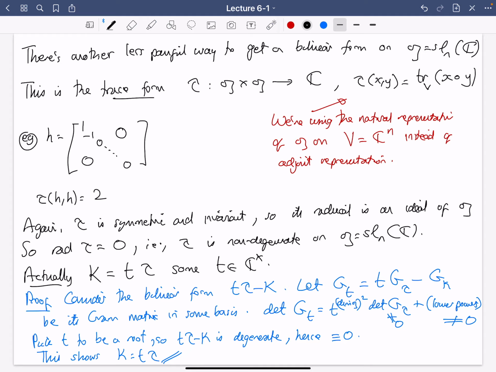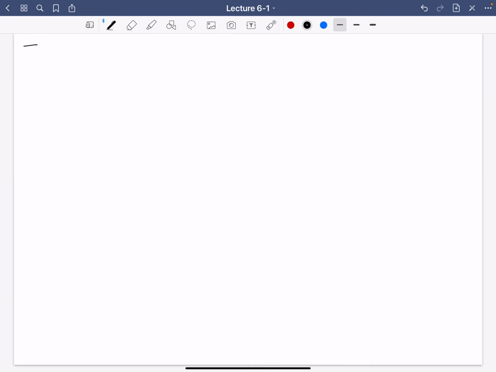Why do I know that that scalar is non-zero? Well, that's the next theorem. So G here is any finite dimensional Lie algebra.